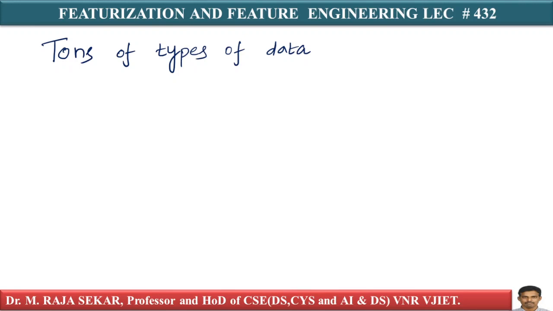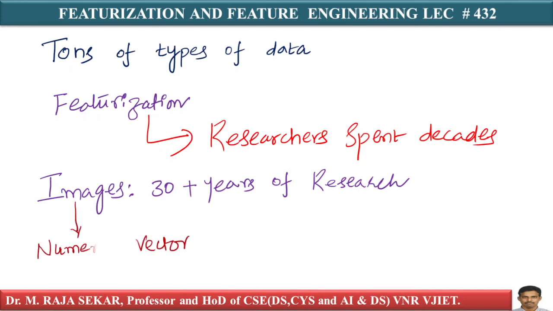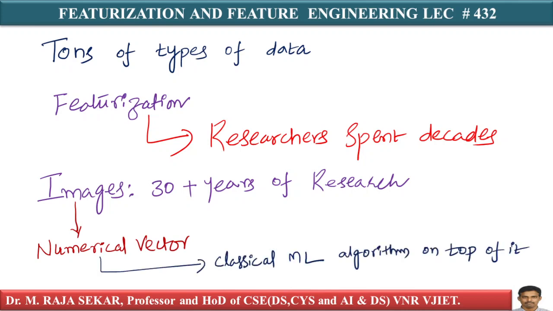there are tons of types of data, and most importantly, featurization is something that researchers have spent decades performing research on. For example, if you take images, there is almost 30 plus years of research on how to convert an image into a numerical vector, so that you can apply classical machine learning algorithms on top of it, isn't it?